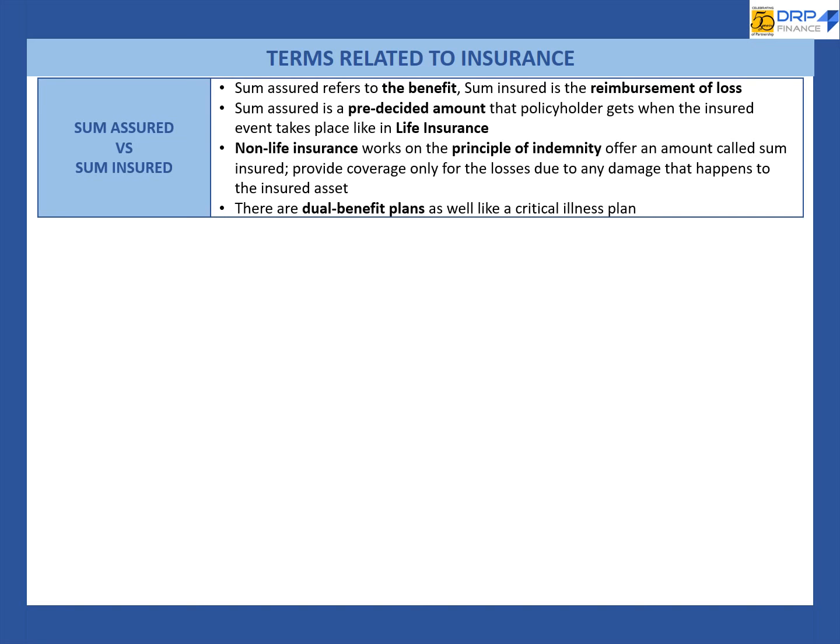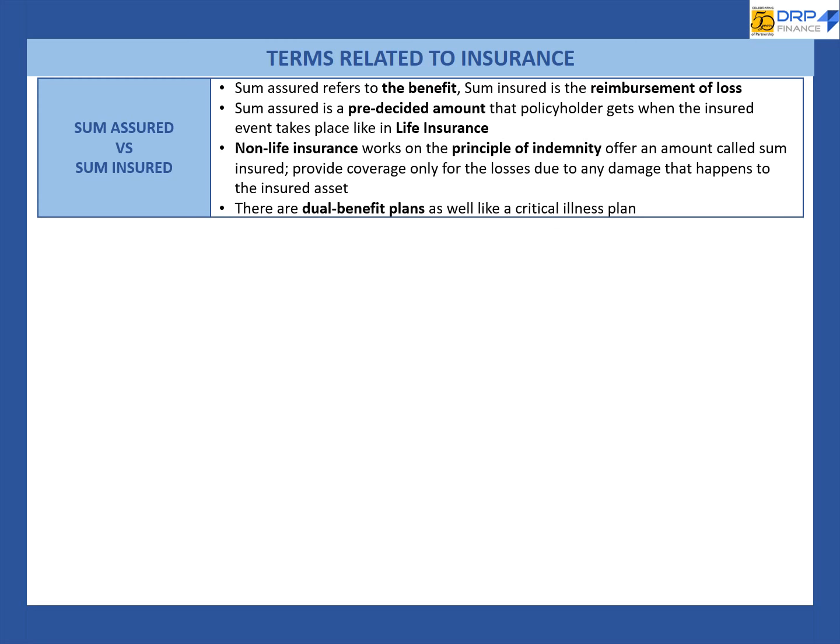Now let's discuss a few important terms related to insurance. First of all, sum insured versus sum assured. Life insurance pays sum assured and non-life insurance pays sum insured. There is a difference between these similar sounding terms. Sum assured refers to benefit, sum insured is reimbursement of loss.